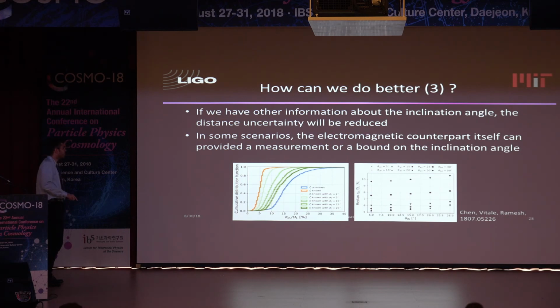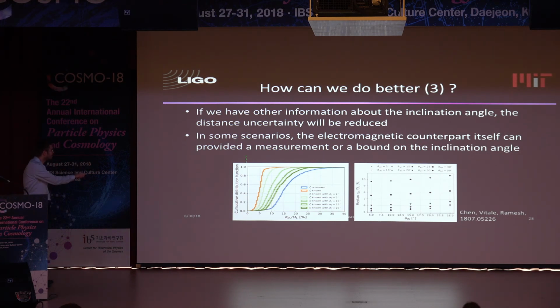The case where the electromagnetic counterpart and the modeling that comes with it can tell us something about what the true value of the inclination angle or viewing angle is, with some uncertainty. And we have looked at how much better your uncertainty on the luminosity distance gets, this is the uncertainty in luminosity distance in percent, 5, 10, 15, 20, as you assume you know more and more about the inclination angle from the EM side.